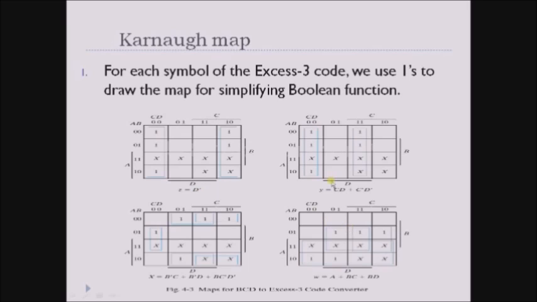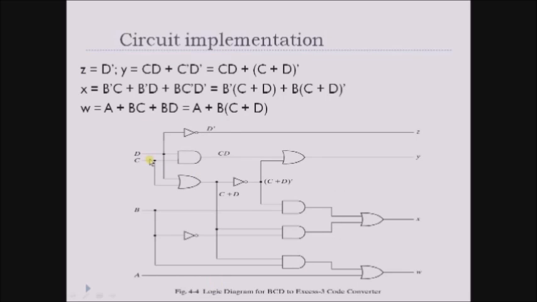In the same way I have plotted the other output minterms on the K-maps, that is X, Y and W, and then I got the simplified expressions. I got these simplified expressions just because I have included these don't care terms. After getting the expressions, we have to draw the logic diagram. This is the logic diagram which is implemented based on the output expressions. Clear? So this is how we design any kind of combinational circuit.